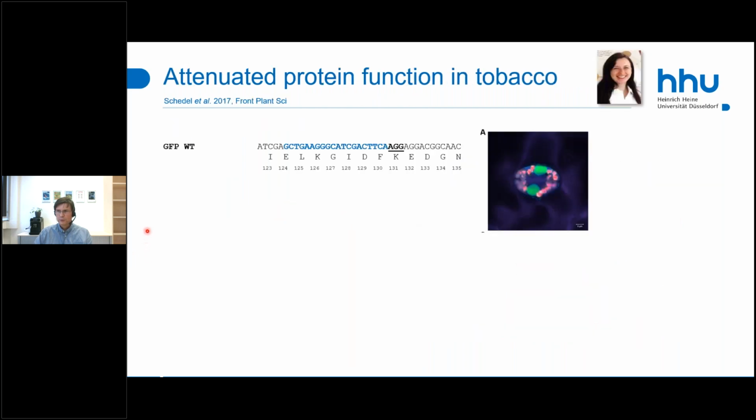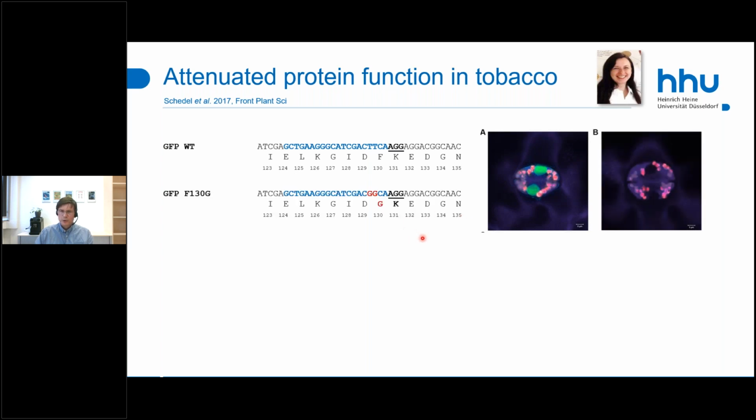Cindy Schedel, a former PhD student and postdoc, also in the group of Jochen Kumlin at IPK, when she was establishing the site-directed mutagenesis in tobacco, she observed some similar phenotypes. So she made use of the green fluorescent protein in order to establish this mutagenesis. And so here you see the GFP wild-type sequence and the target site. And of course, you would expect a bright fluorescence.